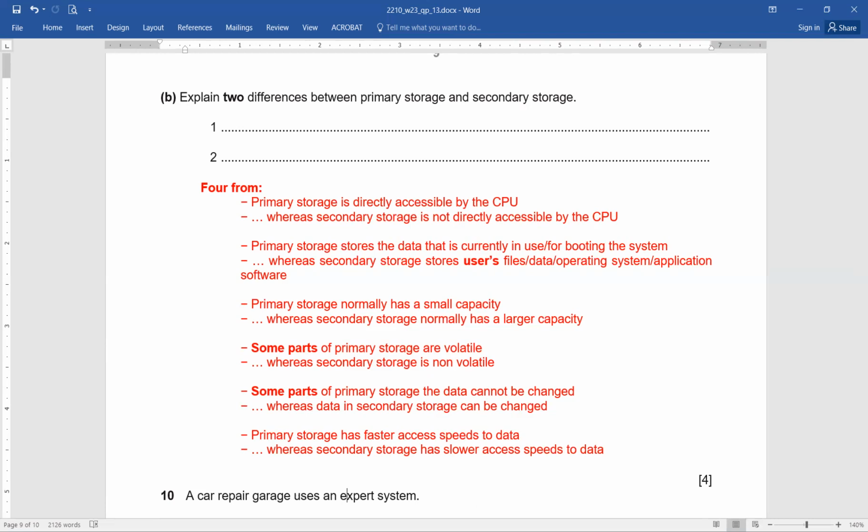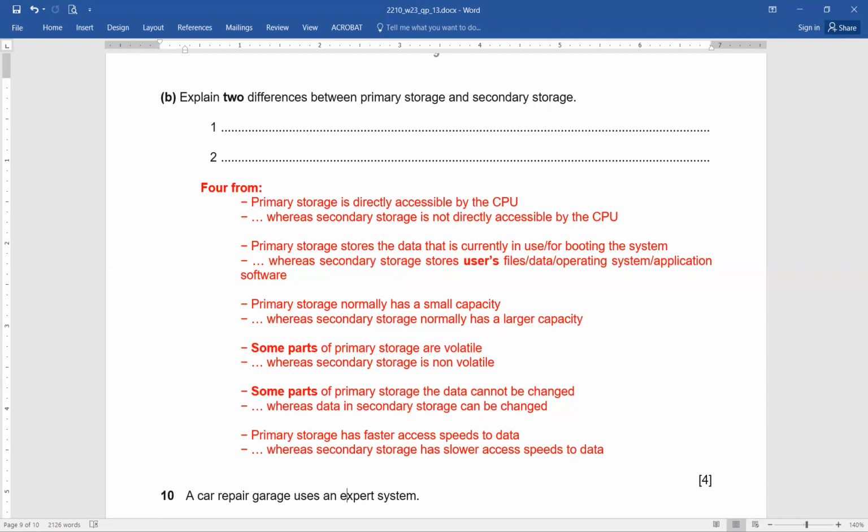Some part of primary storage, the data cannot be changed, whereas the data in secondary storage can be changed. By the way, where in the primary storage can the data not be changed, not be altered, and remain fixed? Yes, that's wonderful. The ROM's data is not deleted. It is fixed because it is written by the manufacturer, because it stores the debugging instructions, and normally the instructions there are permanent. They are not changed.